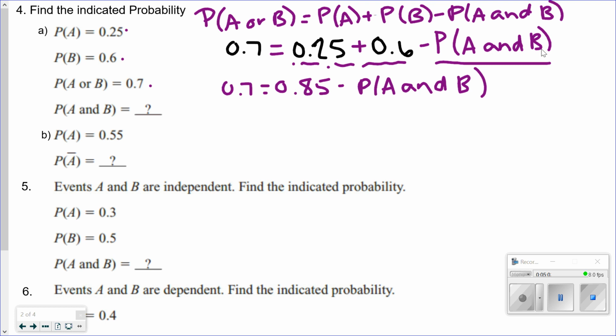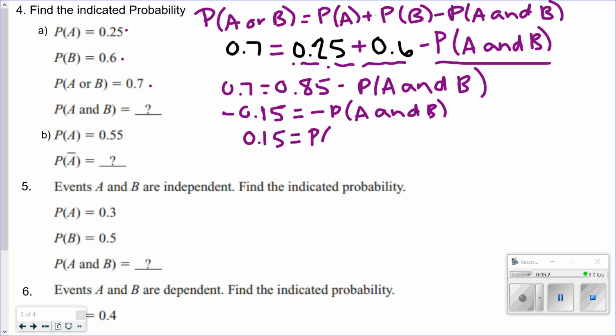And when you do so, we get negative 0.15 is equal to negative probability of A and B. But I don't want the negative probability, I want the positive probability, which means I need to divide each side by -1, and that gives me that 0.15 is equal to the probability of A and B. And that's my final answer.